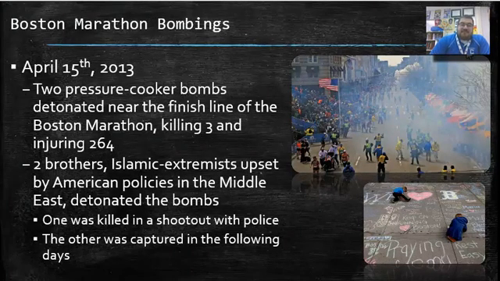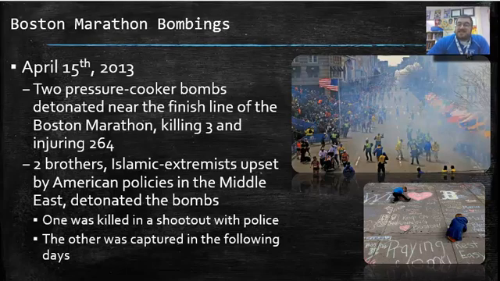And then finally, one of the last moments in our curriculum, on Patriots Day, April 15th, 2013, they hold the Boston Marathon. And at the finish line of the Boston Marathon, two pressure cooker bombs were detonated, killing 3 and injuring 264 people. Two brothers are traced to it through security footage, and they have a shootout with police in Boston. The other was captured in the following days after being injured in the shootout. And he is now on death row, I believe, and soon to be put to death.